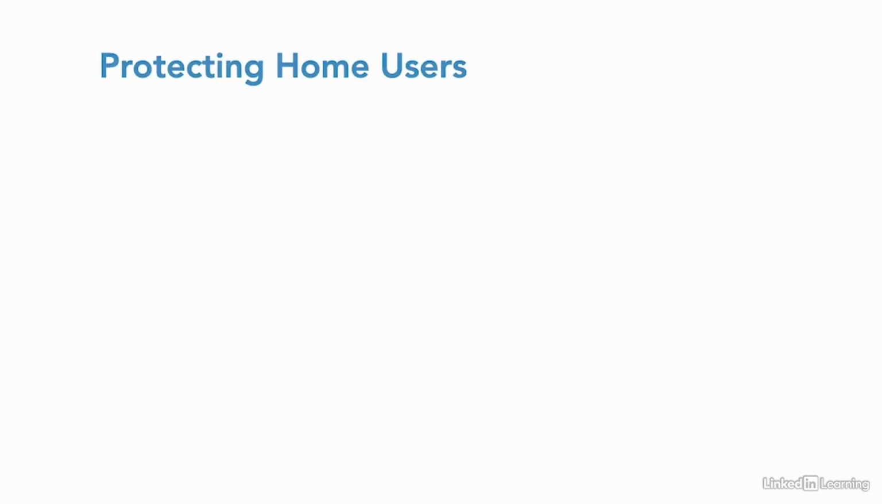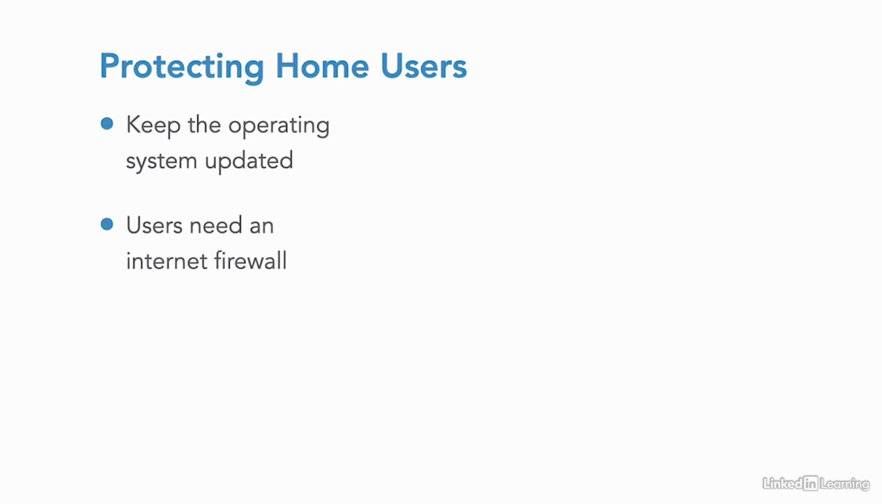So what can we do to protect our users? Well, we can make sure we have the latest updates, because that's going to make sure we have the best security patches applied. And we need to make sure the users have an internet firewall. Some internet service providers provide a firewall and some don't. And you want to make sure that the user does have a firewall. And also the firewall needs to be turned on in the operating system. All modern operating systems have a software firewall.